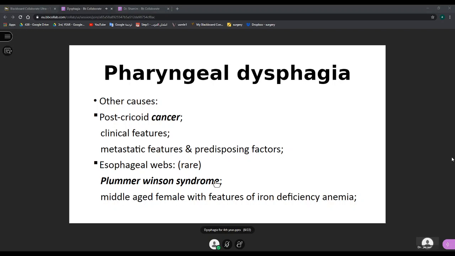So here you have to ask about easy fatigability, palpitations, dizziness, and shortness of breath or dyspnea if the condition is severe. In the examination, you mentioned pallor and koilonychia. These are the most important clinical features regarding Plummer-Vinson syndrome. There might be other causes of pharyngeal dysphagia, but for summarization, I will just mention these three conditions: pharyngeal pouch, post-cricoid cancer, and Plummer-Vinson syndrome.